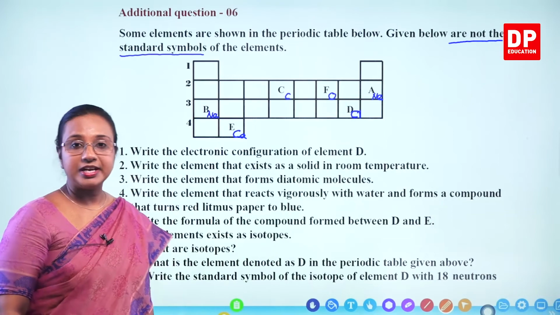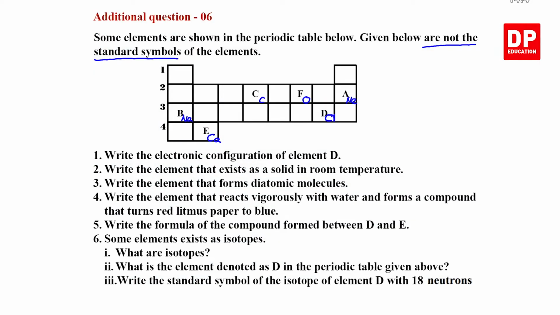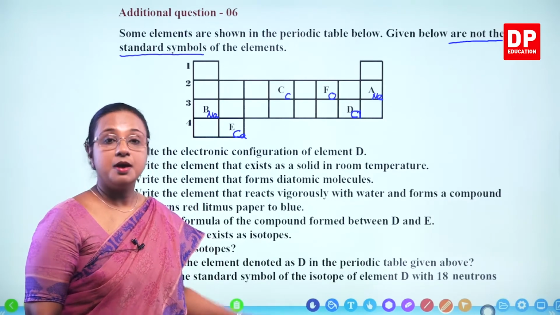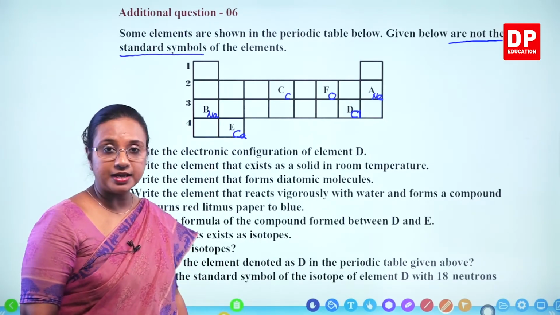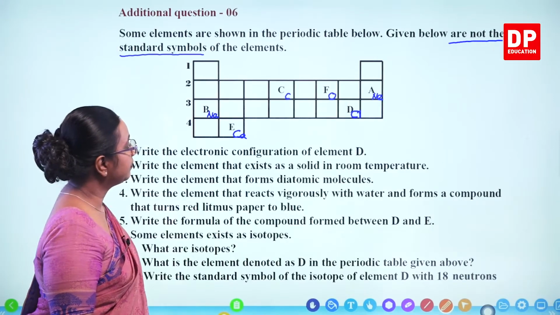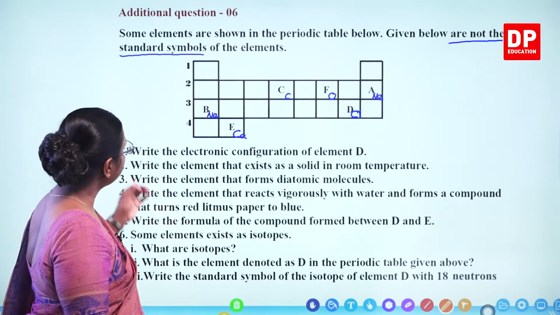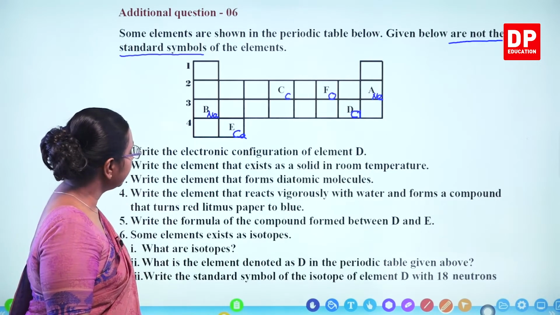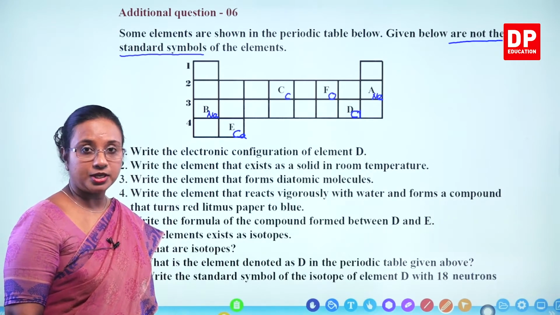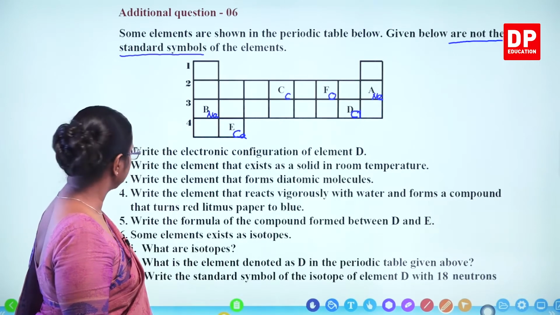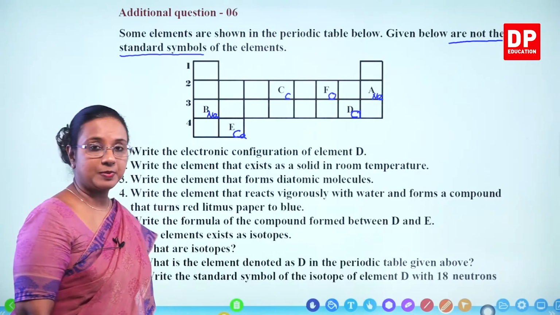So, you have already identified the elements. You will not need to write the correct symbols. You have to answer the questions using the symbols given to you. But for convenience, we identify the elements. Here you can see the questions. Write the electronic configuration of element D. Write the element that exists as a solid in room temperature. Write the element that forms diatomic molecules. Write the element that reacts vigorously with water and forms a compound that turns red litmus paper to blue.